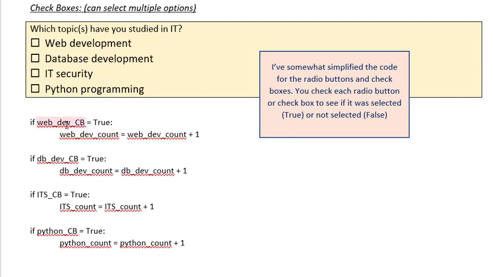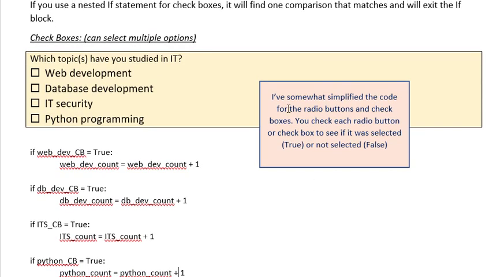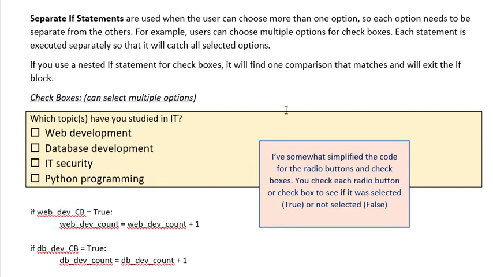Again, if you used nested if statements where you had else, and else, it would check each box, and if web development was true, it would ignore all of these other statements and go to the statement that's after the if block of statements. So that's the difference in using the nested or multiple if branch statements and using the separate or single if statements.